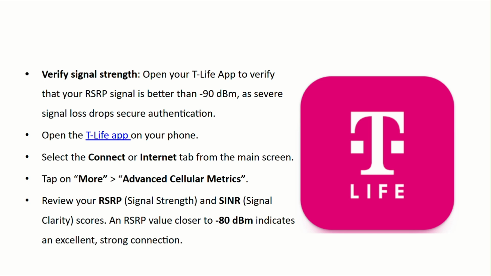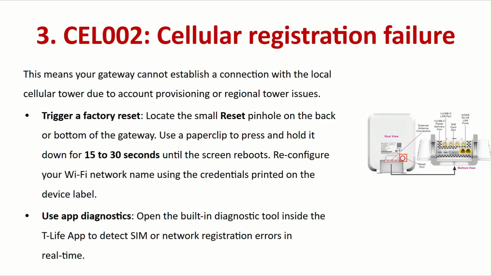strong connection. Third, CEL002, cellular registration failure. This means your gateway cannot establish a connection with the local cellular tower due to account provisioning or regional tower issues. Trigger a factory reset.